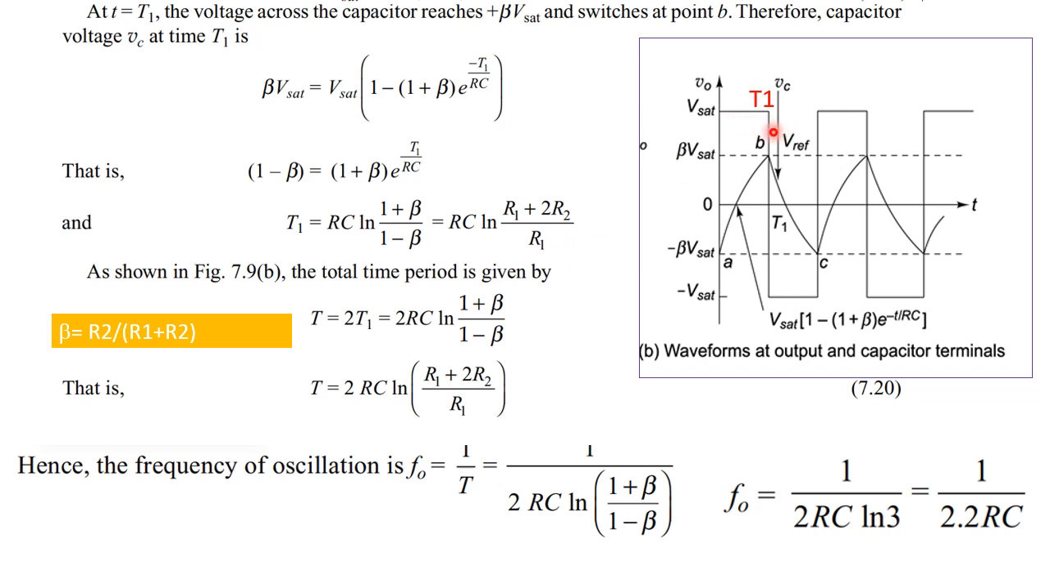Your negative pulse will also have the same value. So the total time period T will be equal to 2 times T1, that is 2 RC ln of 1 plus beta divided by 1 minus beta. The frequency of oscillation is 1 by the time period, so 1 by 2 RC ln of 1 plus beta divided by 1 minus beta. From this I find the frequency, which is equal to 1 by 2.2 RC. This is the frequency of the waveform produced by an astable multivibrator. So you could understand how an astable multivibrator works with the help of this video session. Thank you.